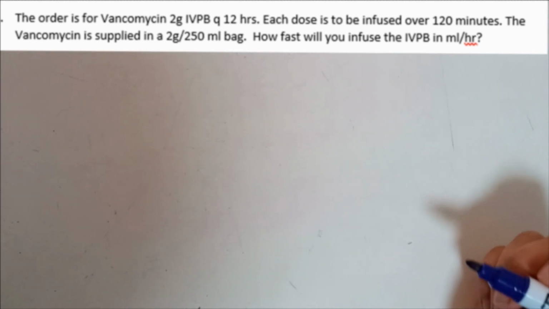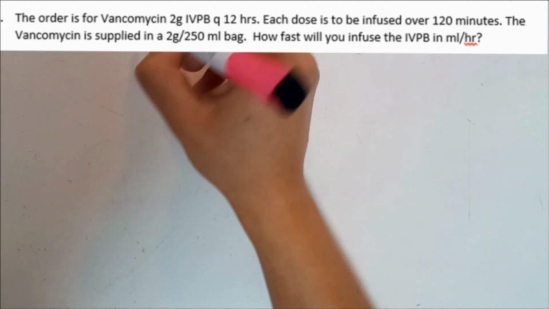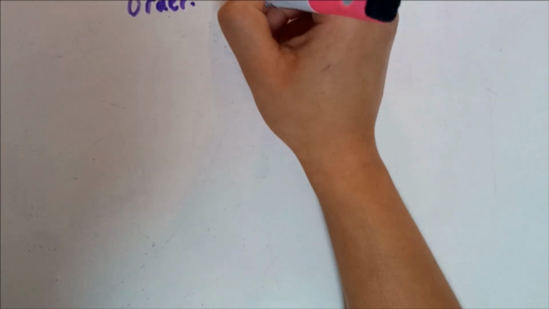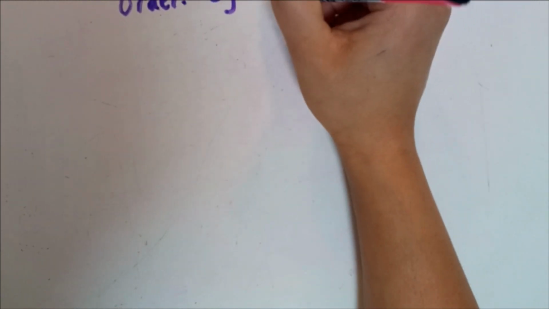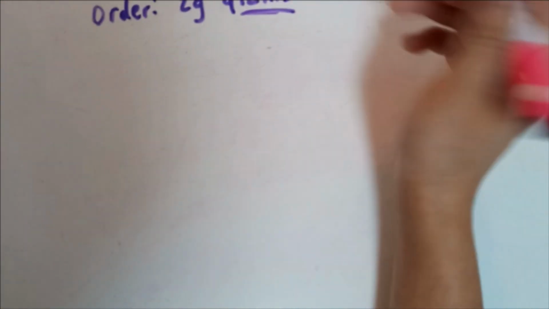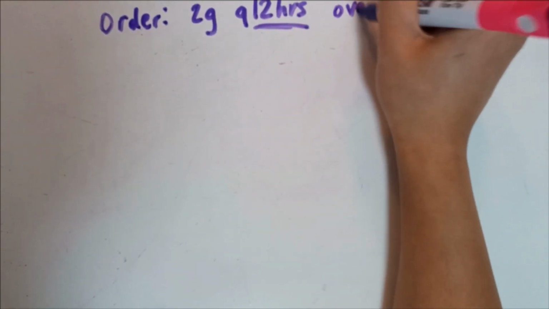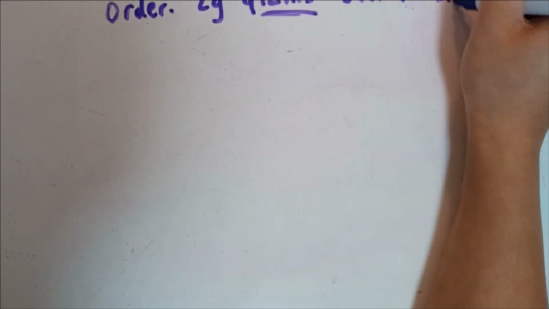So first, I want to write what I have ordered, what I have to give. Okay, so I have to give 2 grams every 12 hours. Okay, remember the 12 hours? We'll see if we need it, but it might not be important. Sometimes it's important, sometimes it's not. Okay, and I have to give it over 120 minutes.